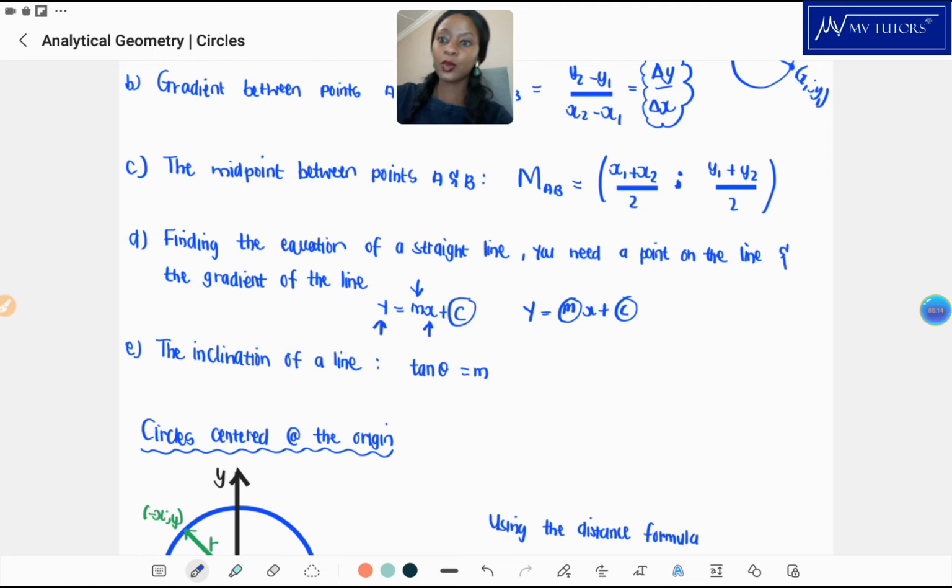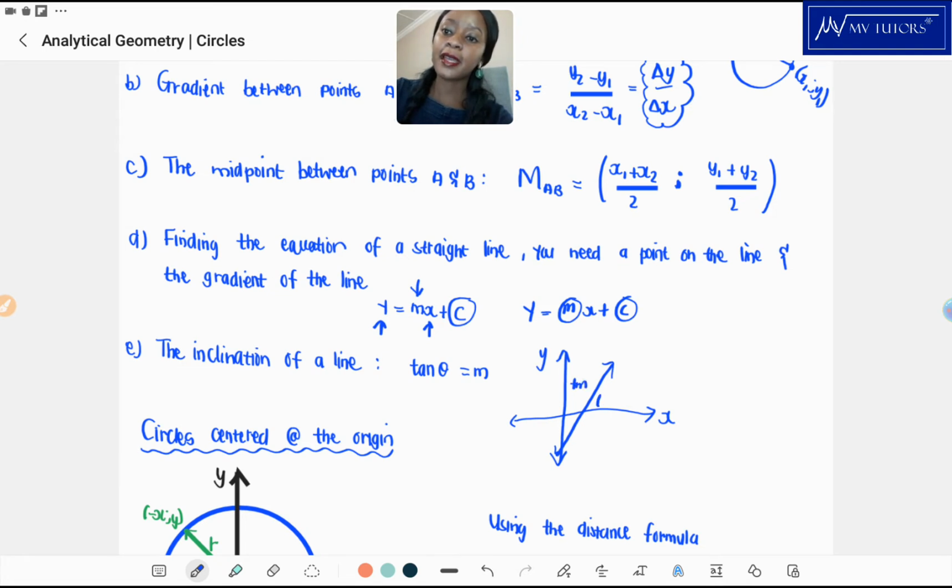All right, so when you have your Cartesian plane, you have your y and x axis, and then you have a straight line that has a positive gradient.